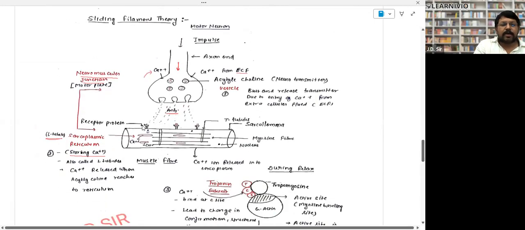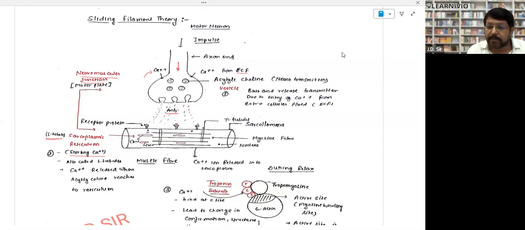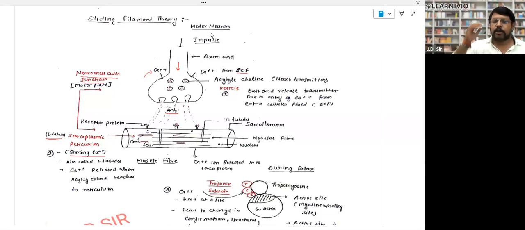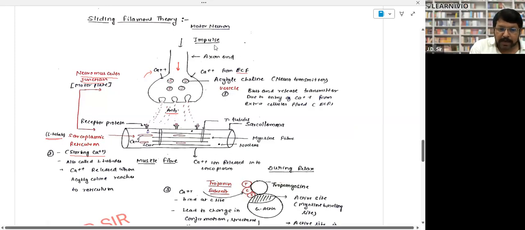Done. Now try to understand how the sliding filament theory works. That mechanism is important, because the question has been asked on the mechanism as well. First, the command will come for the contraction of muscles. Suppose I want to contract my hand. So the command will come. That is called impulse. The impulse will arrive at the junction between the fiber and neuron. This is called the motor plate, also known as the neuromuscular junction.